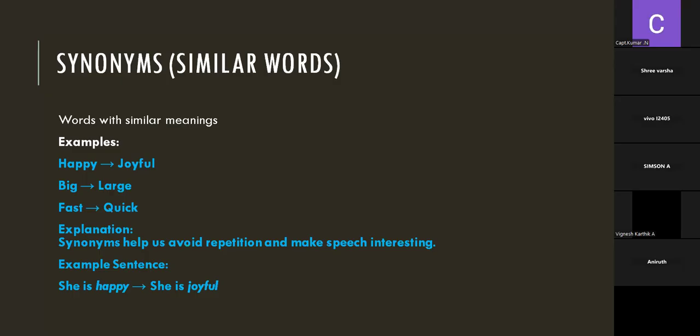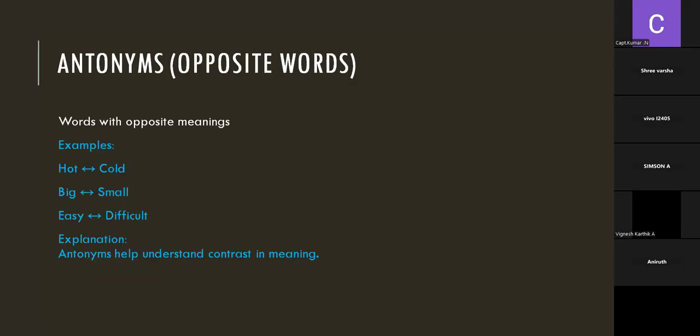We'll move to the next slide, that is antonyms. It is also called opposite words. Words with opposite meanings. Examples: hot, cold, big, small, easy, difficult, good. Explanation: antonyms help understand contrast and meaning.